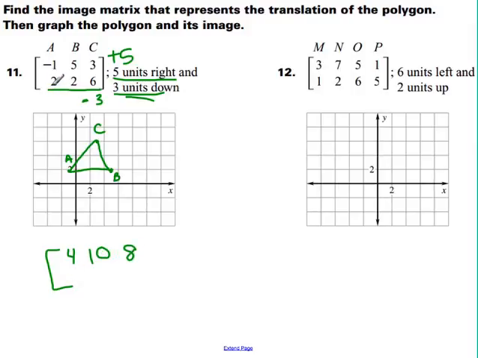Let's see. 2 minus 3 is negative 1. 2 minus 3 is still negative 1. 6 minus 3 is 3. So here's my new matrix. It would be read out loud: 4, 10, 8, negative 1, negative 1, 3. There's usually a little bit of a pause in between each row so that people know, oh, he's stopping. Then what we need to do is think about this being A prime, B prime, C prime. We need to graph this really quickly.